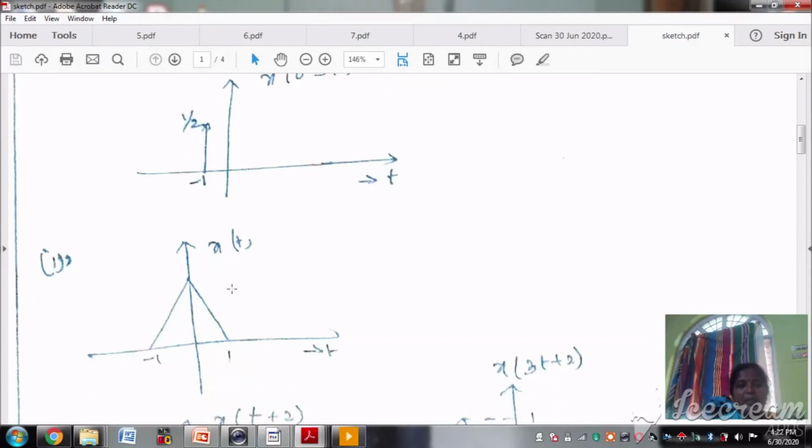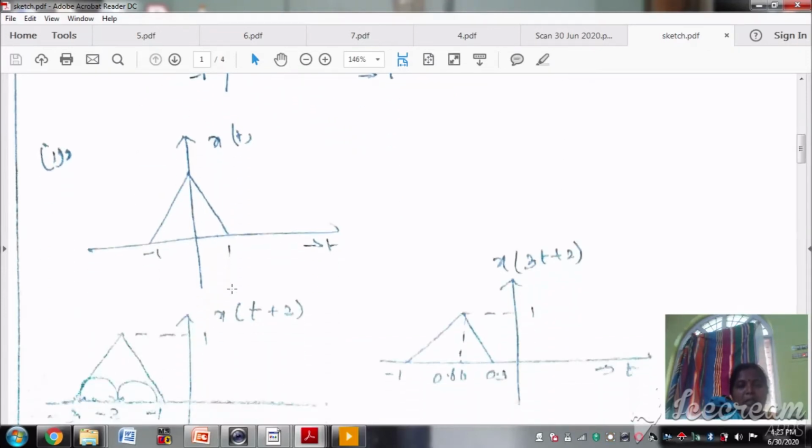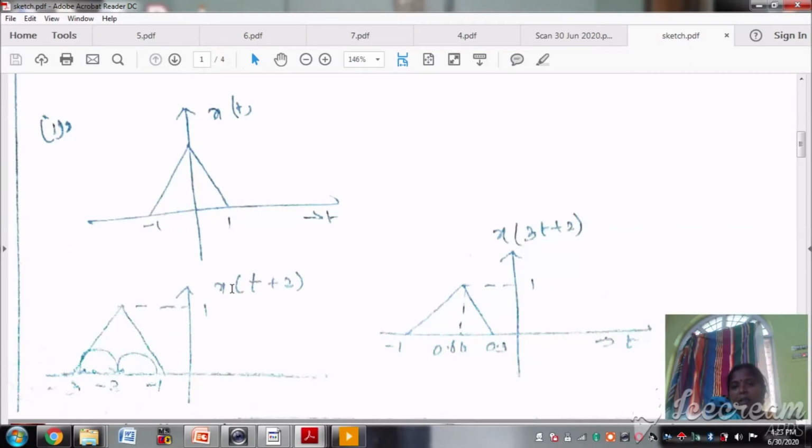Your next signal is x of t. You have to sketch x of t plus 1, x of 3t plus 2. So x of t plus 2 means you have to shift the signal towards the left side by 2, so minus 1 to minus 2, minus 2 to minus 3. So the signal will be present from minus 1 to minus 3.